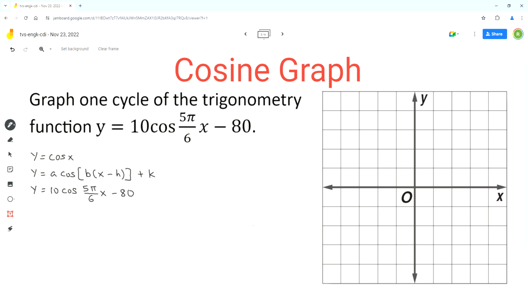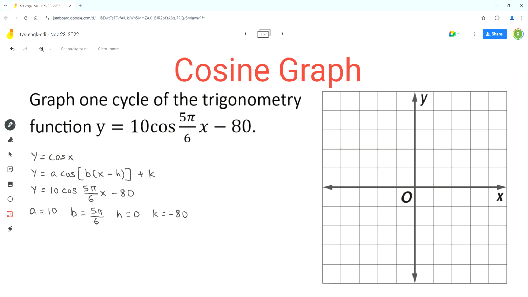So if we compare these two equations, we can see that a is equal to 10, b is equal to 5 pi over 6, h is equal to 0 because there is no number with x in the parentheses, and k is equal to negative 80. So these are the a, b, h, and k values we'll use to graph the given function.